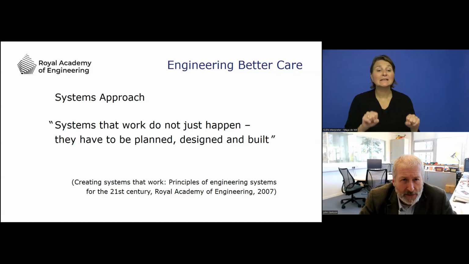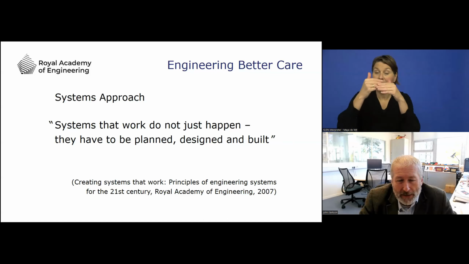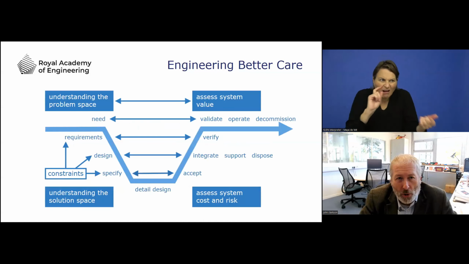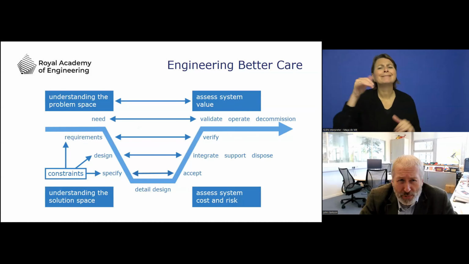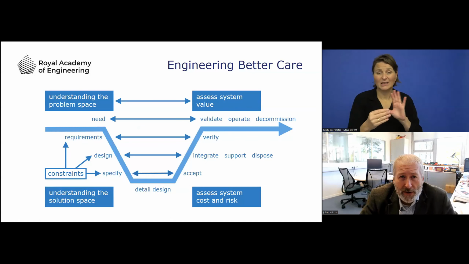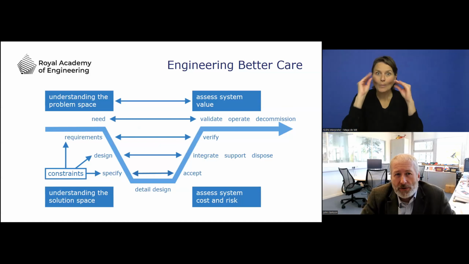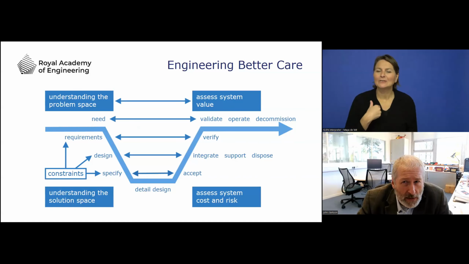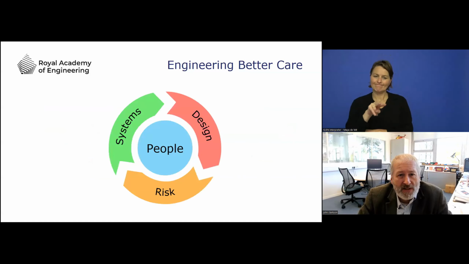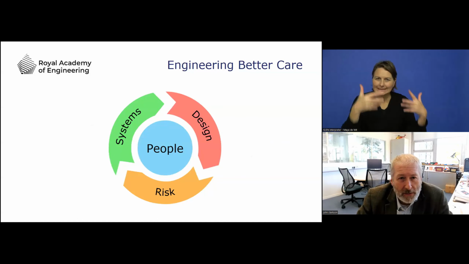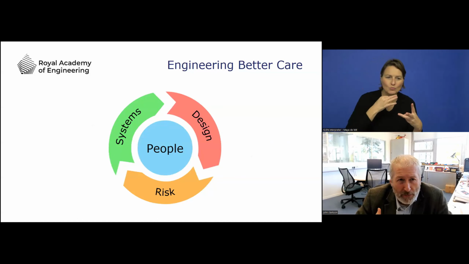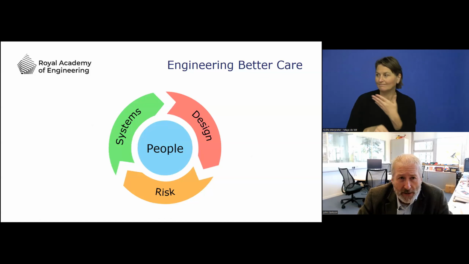They have to be planned, designed, and built. Often difficult when things already exist. And the traditional engineering model of systems engineering is brilliant, but very difficult to understand. So we just took a step back and we said, it's about systems, design, risk, and people. And we ran workshops in each of those areas to explore what they might mean.